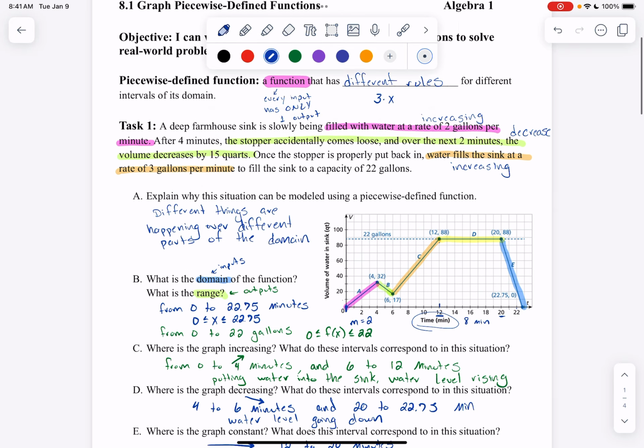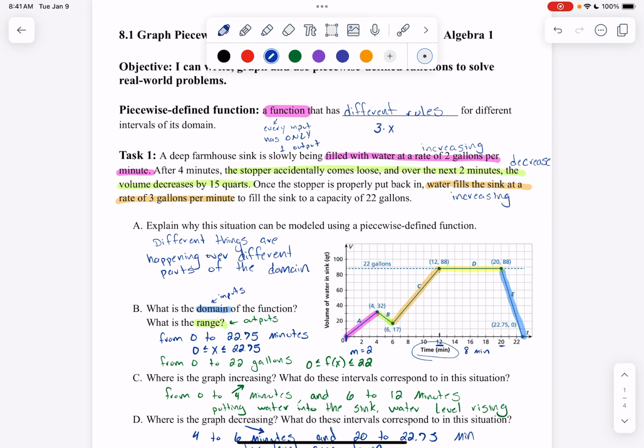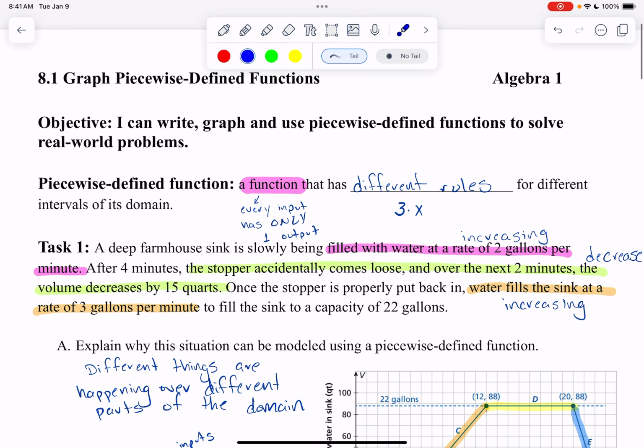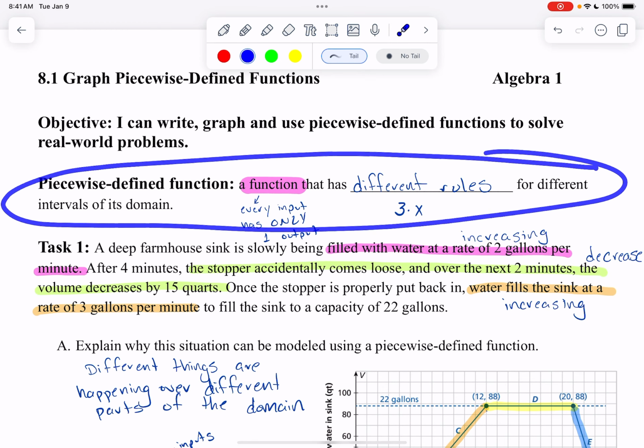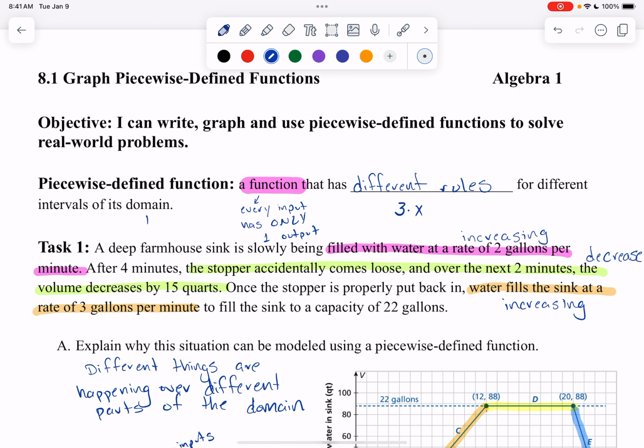It's a huge part of a piecewise defined function because, as we talked about, a piecewise defined function is a function that has different rules for different intervals of its domain. Those intervals of that domain have to be what we call distinct. Distinct meaning different, not overlapping. There can't be anything that's in both of them.